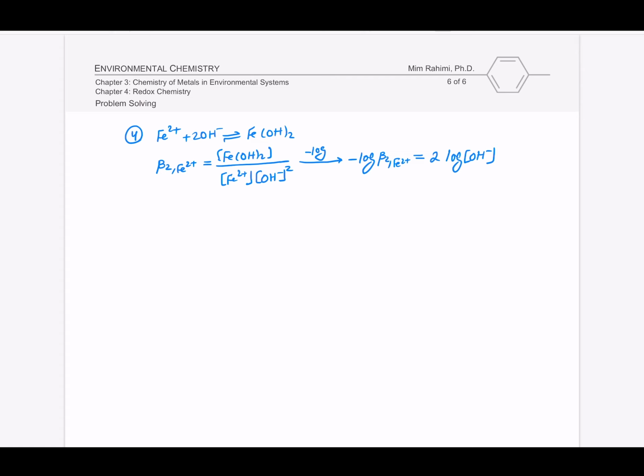Yeah, because that minus log would be log. So this means minus log of beta 2 Fe2 plus would be 2 log of Kw divided by H plus, or we can expand it, 2 log of Kw minus log of H plus, or 2 log of Kw plus 2 pH.